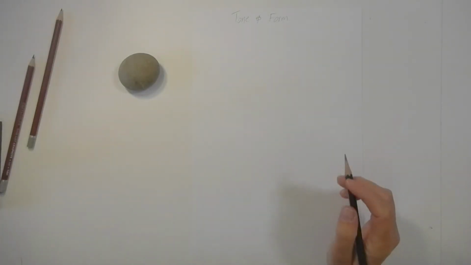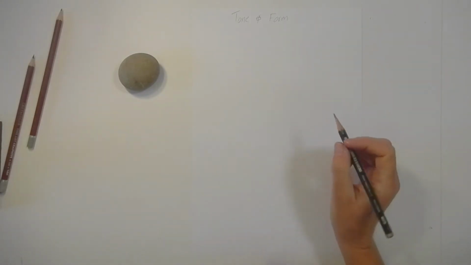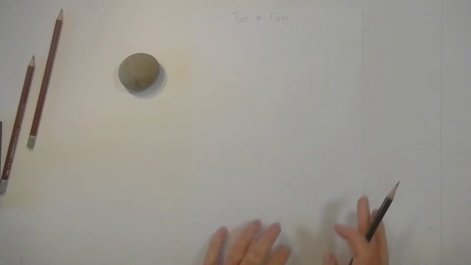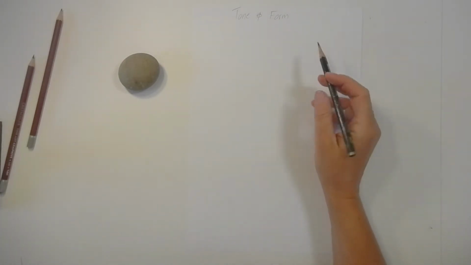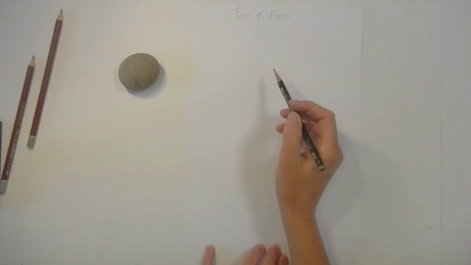Tone can be created with line, it can be created with marks, dots, hatching, the side of your pencil. There are lots of ways to make tone in your pictures. We are going to demonstrate 3 today.